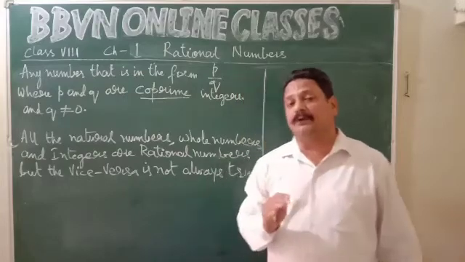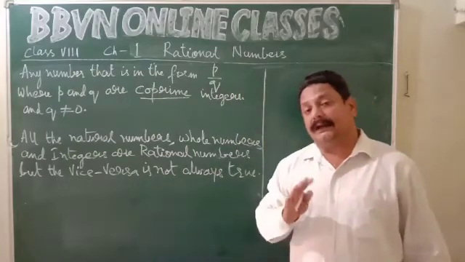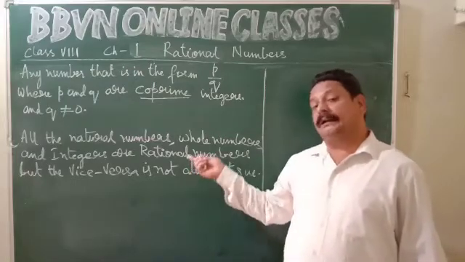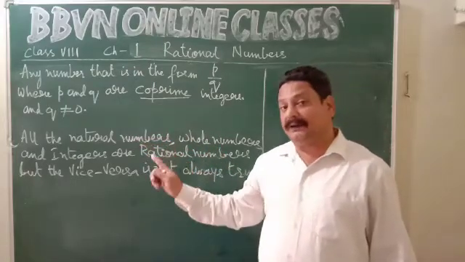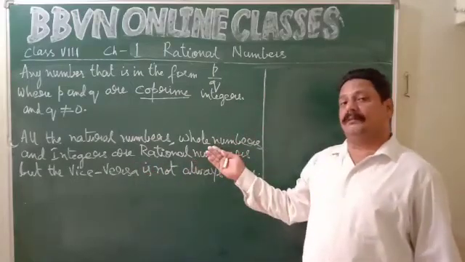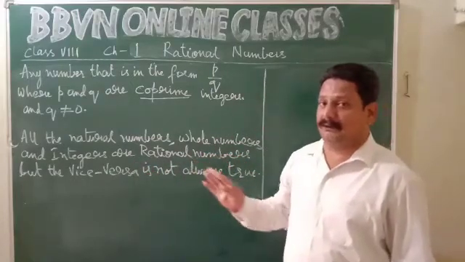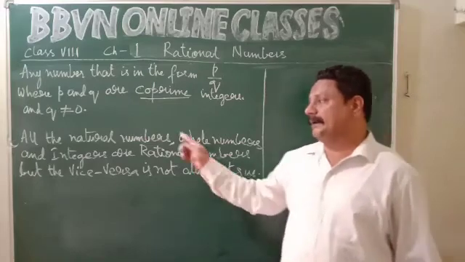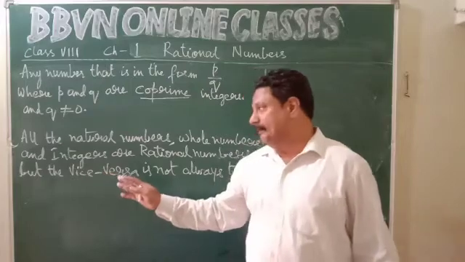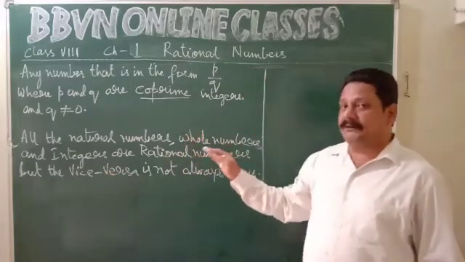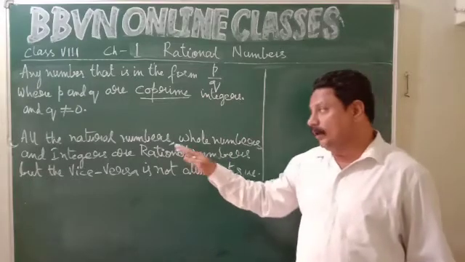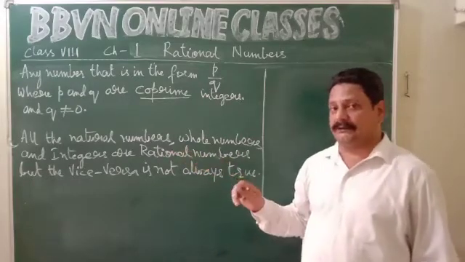If you call a statement to be true, it has to be true always, right? So a rational number can be a natural number, but every time will it be a natural number? No. A rational number can be a whole number, but every time will it be a whole number? No, it's not true. A rational number can be an integer at occasions, but not always. Okay? So all the natural numbers are rational numbers. All the whole numbers are rational numbers. All the integers are also rational numbers. How?